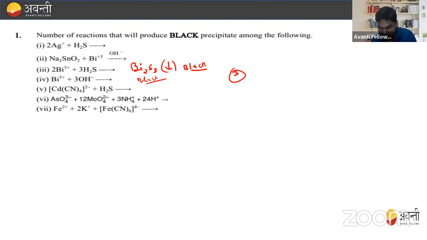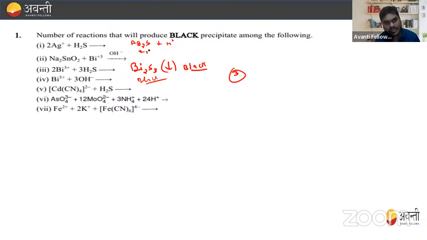Out of these, only the fourth one, in which only three is correct, forms a black precipitate. So always remember this: when Ag+ is treated with H2S, a black precipitate will be formed. What is the formation that takes place? That is Ag2S.